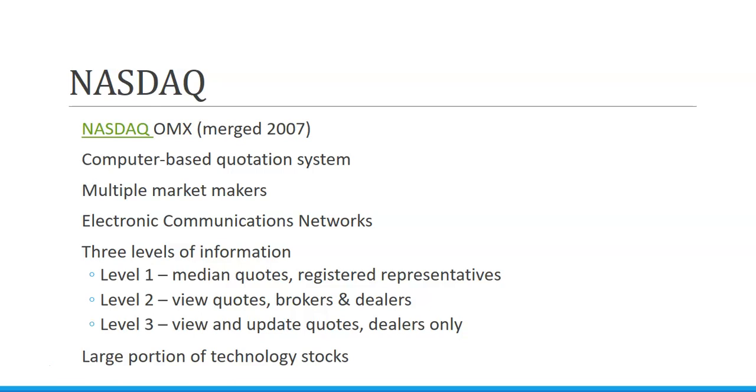Level 1 is median quotes and their registered representatives. Level 2 is that you can view quotes, brokers, and dealers. And with a level 3, you can view and update quotes. So dealers are the only ones who have level 3 access to information. There's a large portion of technology stocks on NASDAQ. Unlike the New York Stock Exchange, NASDAQ does not have a physical location.